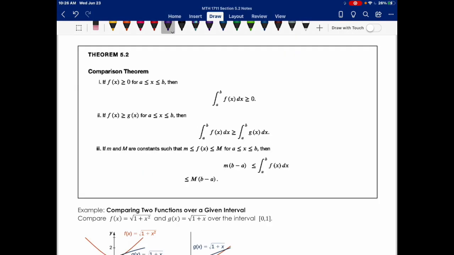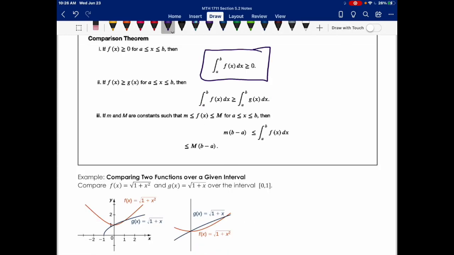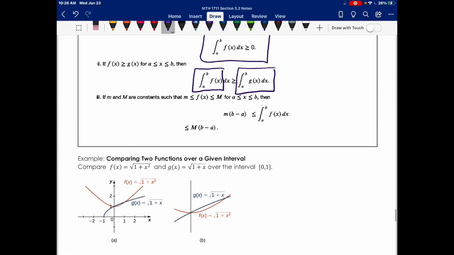Now let's take a look at the comparison theorem, or 3 items to look at for the comparison theorem. The first item says, if the function is positive on the interval from a to b, then the area from a to b is going to be positive. The second part to this theorem says, if the function f of x is greater than the function g of x on the interval from a to b, then the area under the curve of f of x on the interval from a to b is going to be greater than the area under the curve from a to b of g of x.